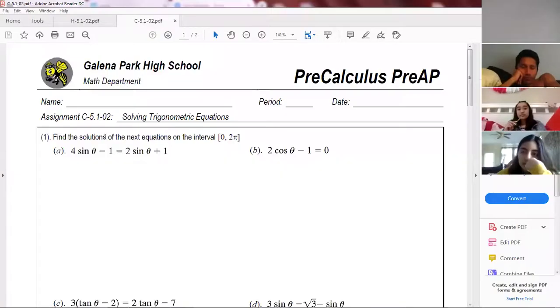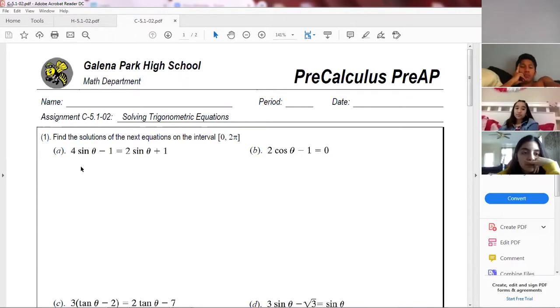Okay, let me just share the screen. The assignments we're going to be doing are right here. So you can see this C5102 is in the Google Classroom. It's posted over there. And well, it is solving trigonometric equations.